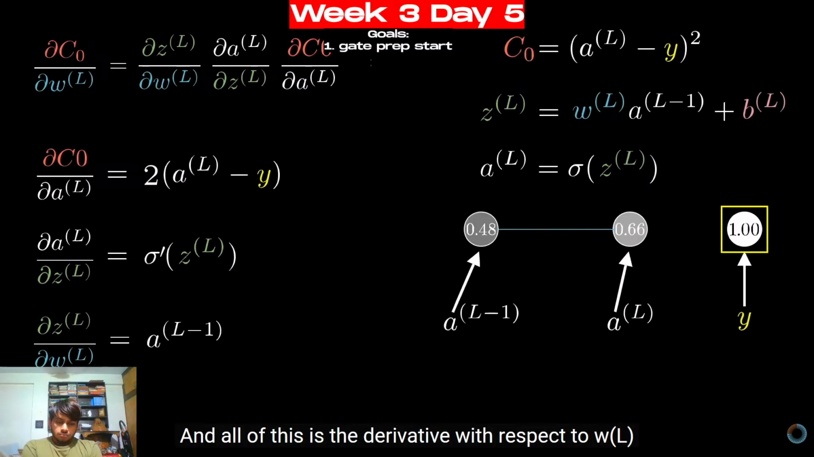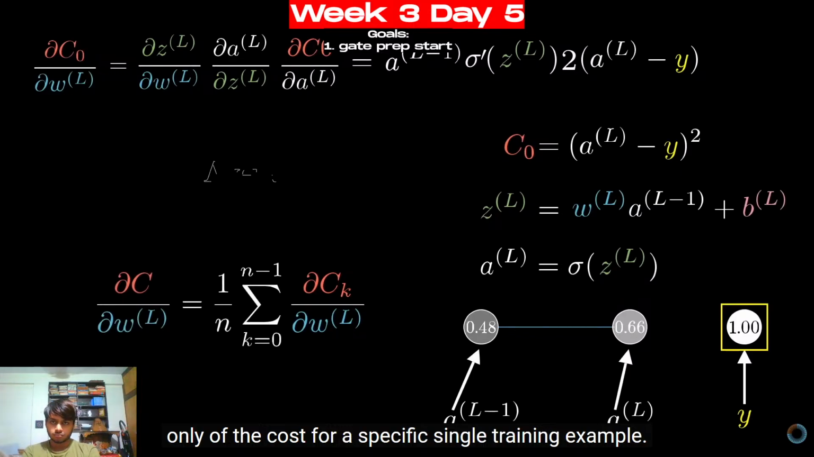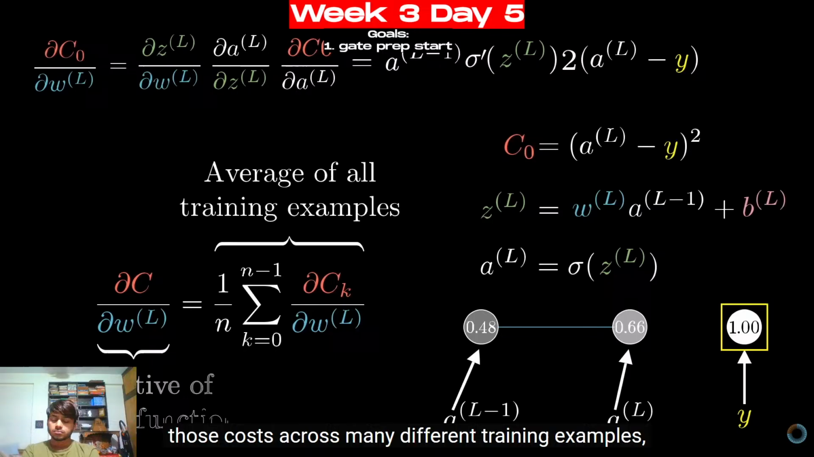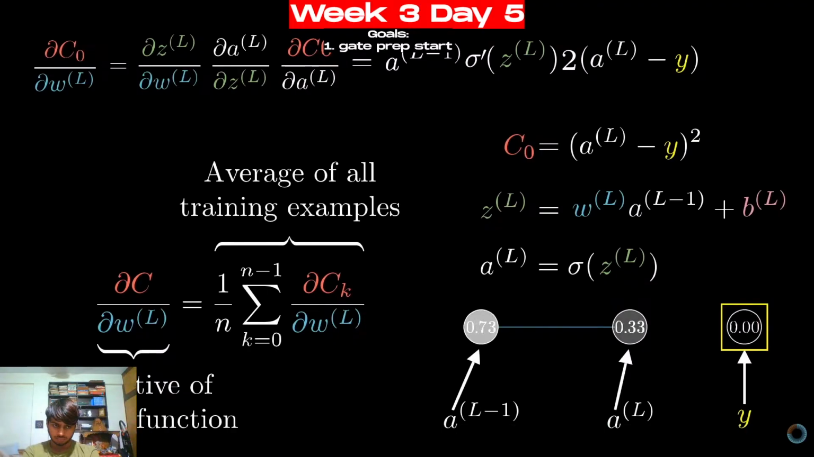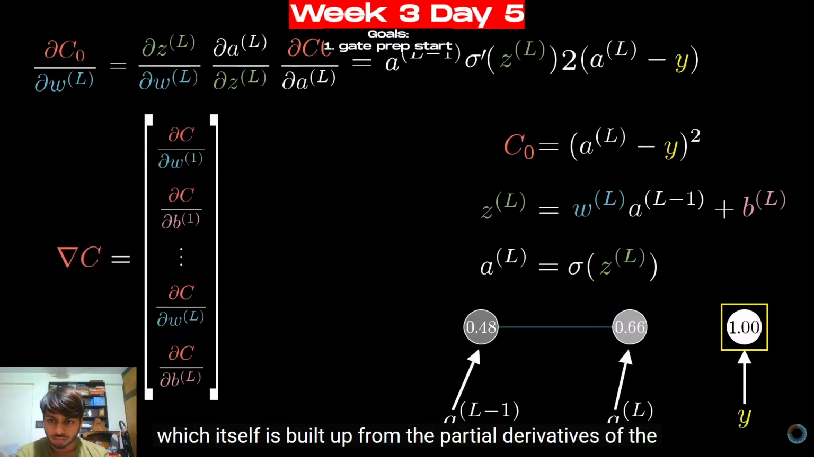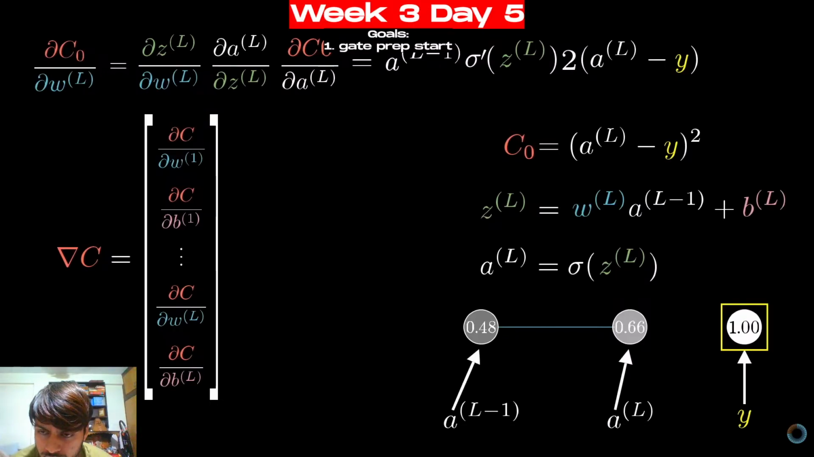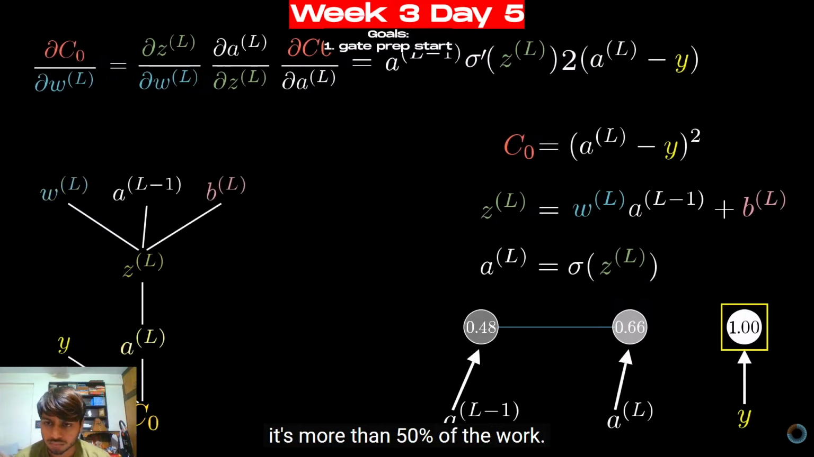And all of this is the derivative with respect to WL only of the cost for a specific single training example. Since the full cost function involves averaging together all those costs across many different training examples, its derivative requires averaging this expression that we found over all training examples. And of course, that is just one component of the gradient vector, which itself is built up from the partial derivatives of the cost function with respect to all those weights and biases. But even though that's just one of the many partial derivatives we need, it's more than 50% of the work.